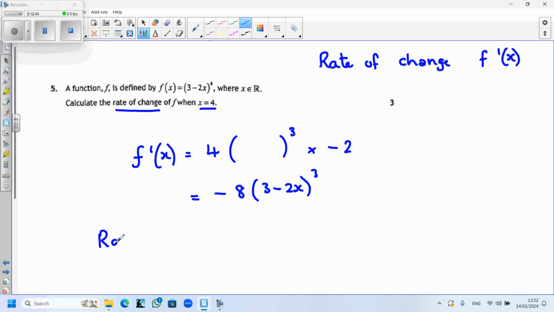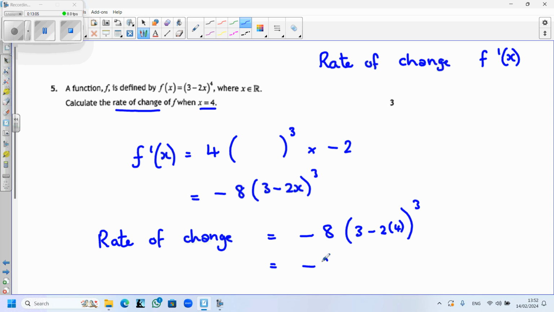The rate of change now is that with a value substituted in. So rate of change is going to be equal to -8, bracket 3, minus 2 lots of, and we want it when x is 4, 2 lots of 4, all to the power of 3. So we'll tidy that up. We've got -8 in the bracket. We've got 3 minus 8, which is -5, to the power of 3.